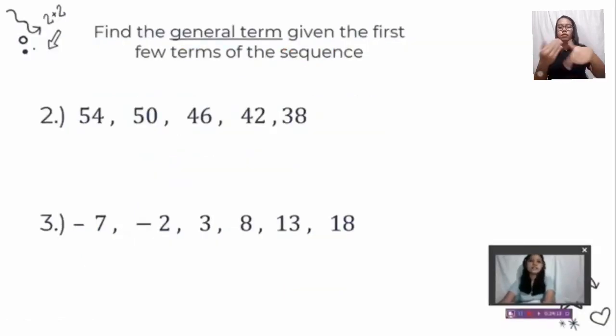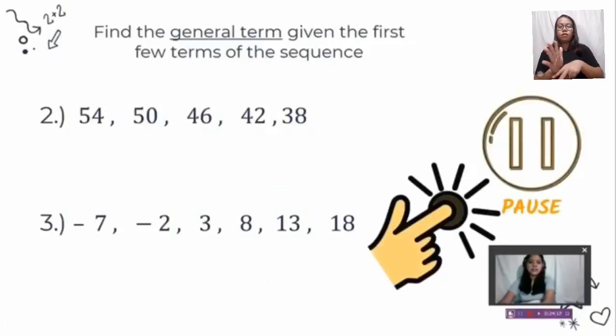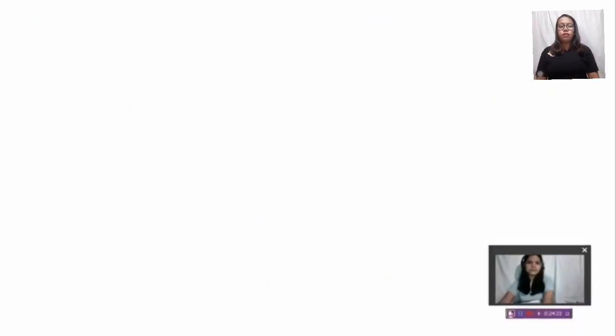Now try this yourself. Find the general term given the first few terms of the sequence. Please pause the video while you are answering and play again when you're done. Let us check.